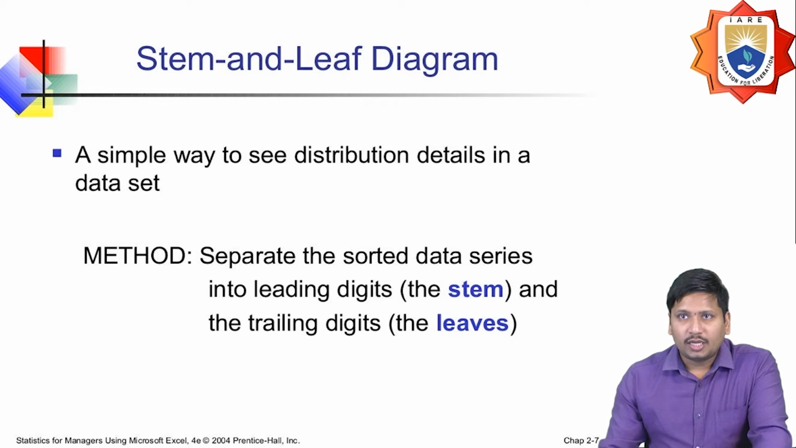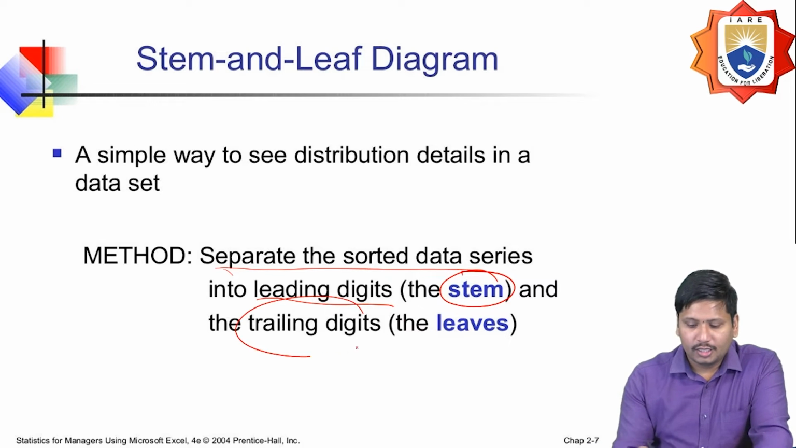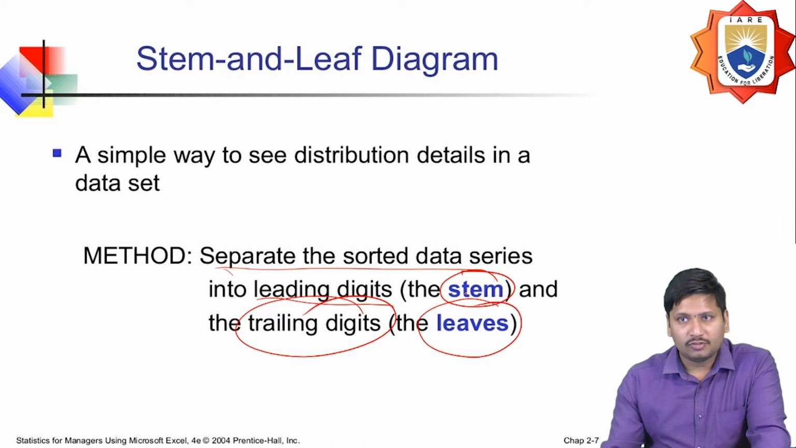Next one is the stem and leaf diagram. The stem and leaf diagram is constructed from the sorted data, which should be extracted from the ordered array. With this method, we can separate the sorted data by taking the leading digit, what we call the stem, and the trailing digit, what we call the leaf. Okay, the stem and leaf diagram.